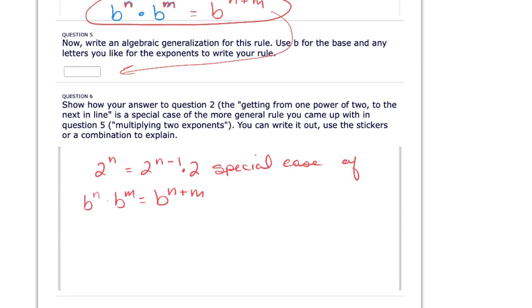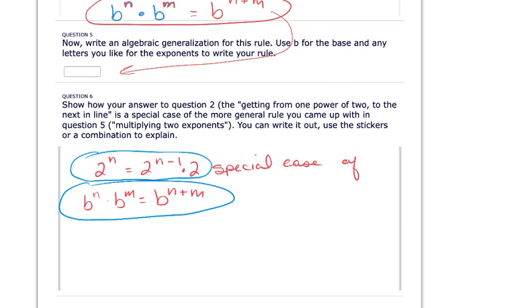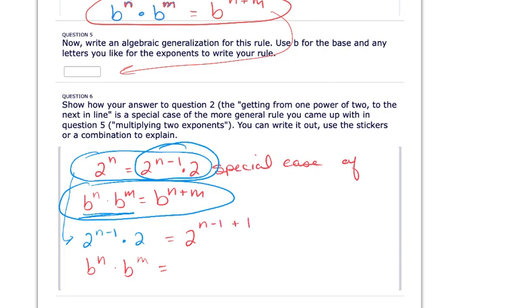Okay, so we're supposed to show that these two rules, this first one from question 2 and this new, more general rule, are really consistent with each other. And to do that, I would just take a look at 2 to the n minus 1 times 2, the right-hand side of this, and I would apply this law. So if I'm using the law b to the n times b to the m, it would be b to the, well, in our case it's a 2. It would be 2 to the n minus 1 plus 1, because we've got this exponent and this exponent. So that's our b to the n plus m, and that just equals 2 to the n.